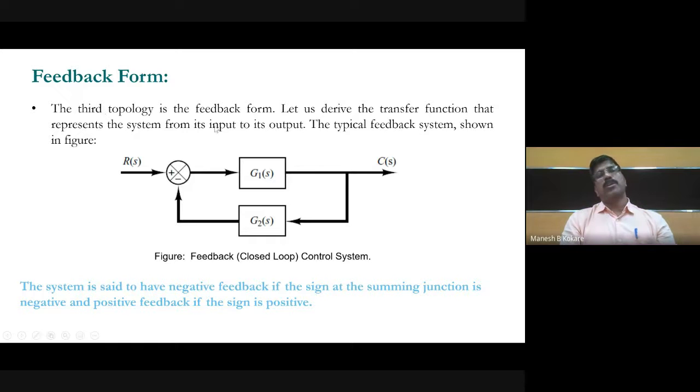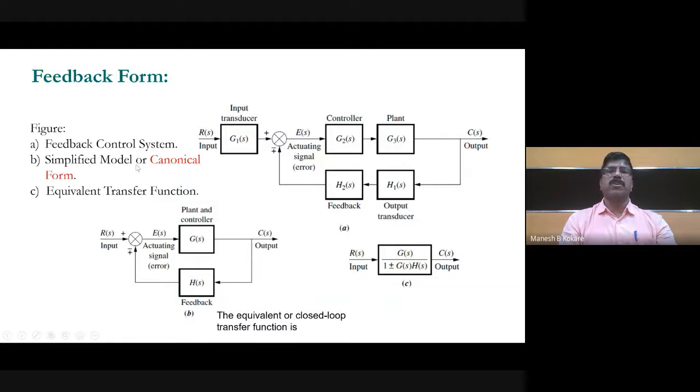So the third topology is the feedback form. Let us derive the transfer function that represents the system from input to output, and a typical feedback system is shown in the figure. Okay, so the system is said to have negative feedback. Now this is negative feedback because the sign is negative, and if it is positive, then it is called positive feedback, right? If the sign is positive, then it is called positive feedback.